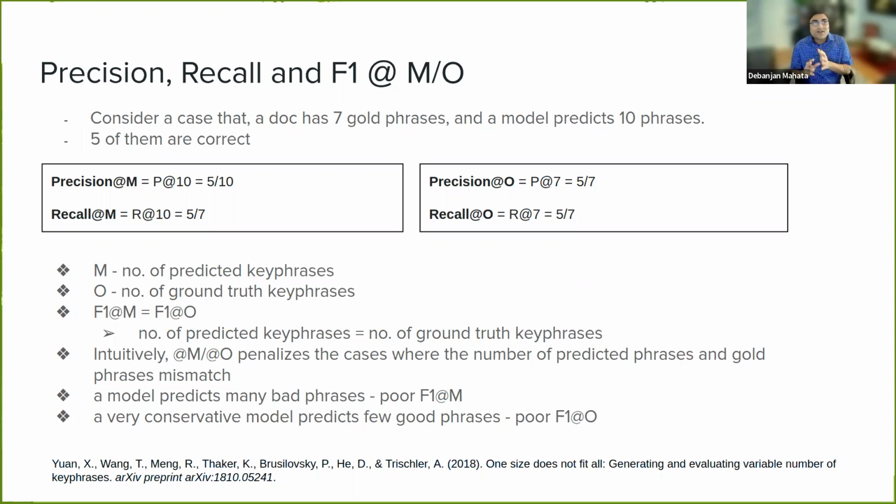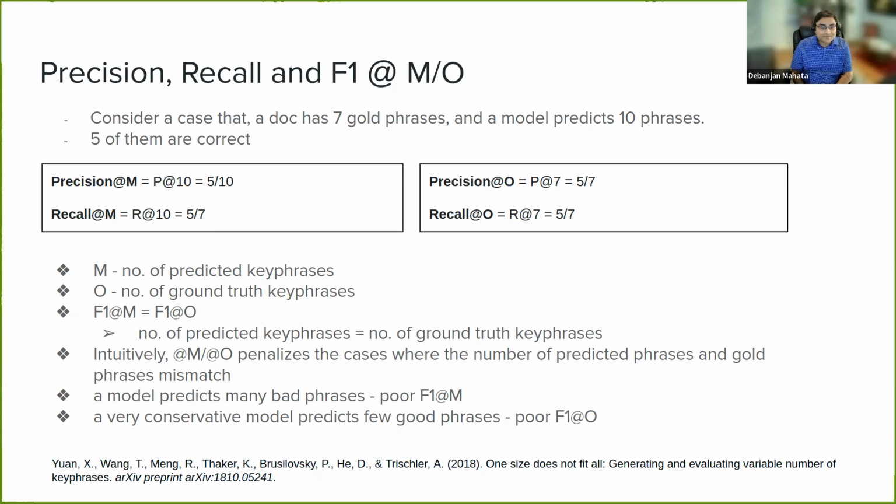But suppose a model is very conservative, so you're basically dealing with the generative approaches. Say the model is very conservative and predicts very few good phrases. Then you end up having a very poor F1@O. So this is also something a little bit unique in the keyphrase world.